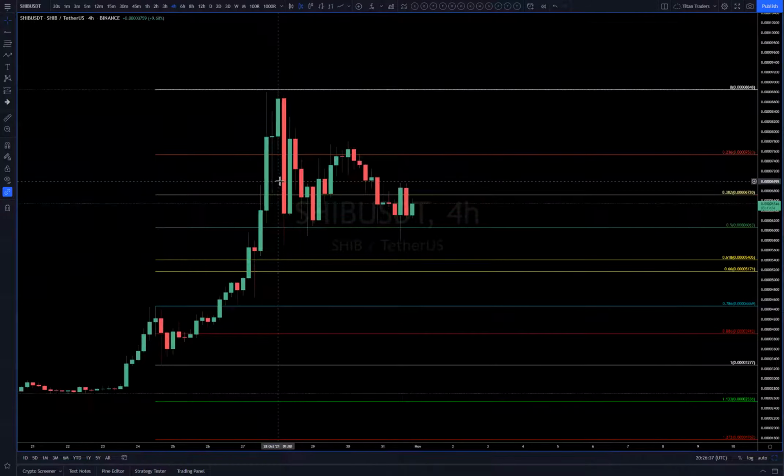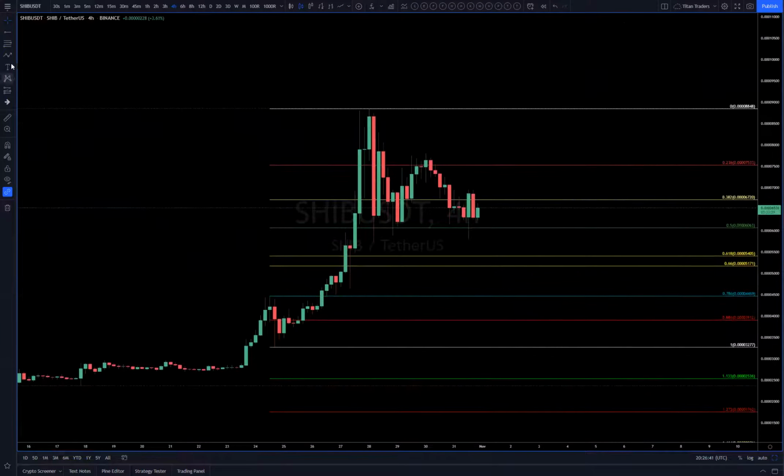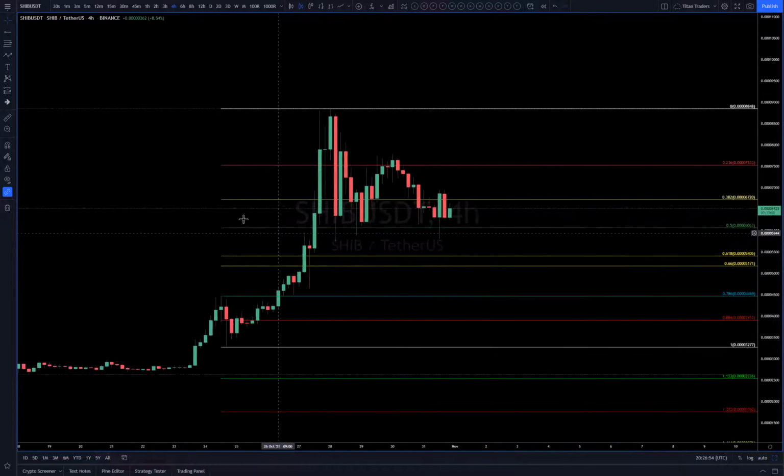If I was going to trade this and I wanted to long, my ideal areas to long would be around the 618 to 786 area, around here. But again, this is not a trade setup, it's just my opinion. That's what I think it could do.